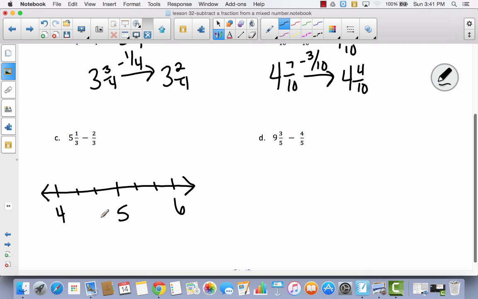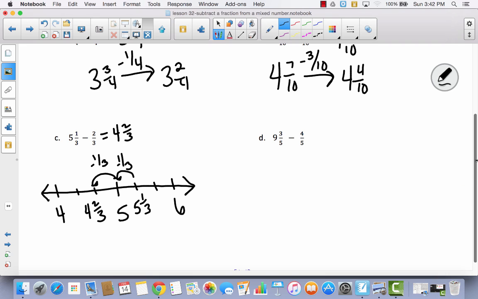So I've got to first identify where 5 and 1/3 is. Here's 5. And these are thirds, so this is going to be 5 and 1/3. So when I take away 1/3, that's going to take me to 5, and then I've got to take away another third because remember I'm taking away 2/3. When I take away one more third, I'm here at 4. Here's 4 and 1/3. I'm at 4 and 2/3. So that will be my answer, 4 and 2/3.